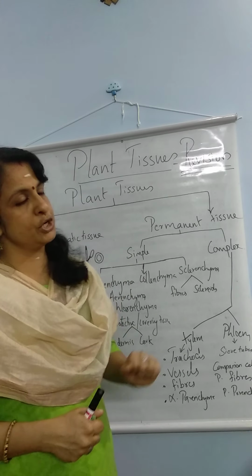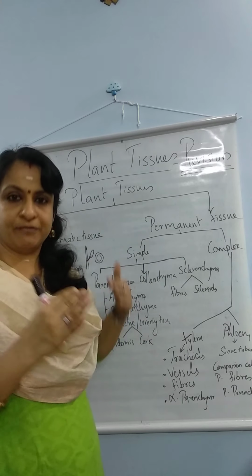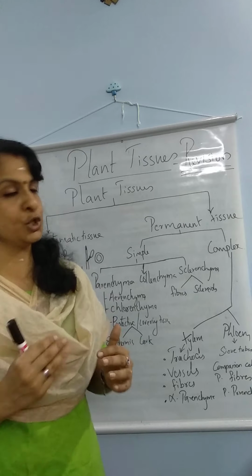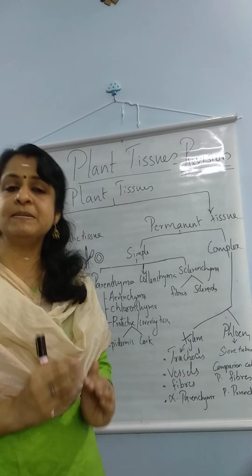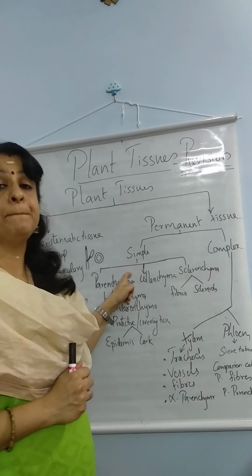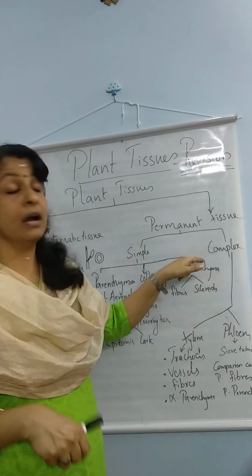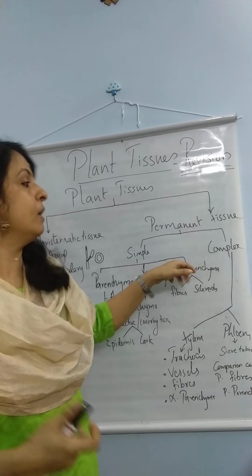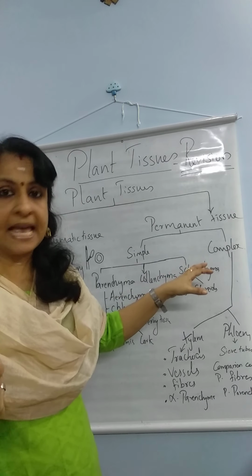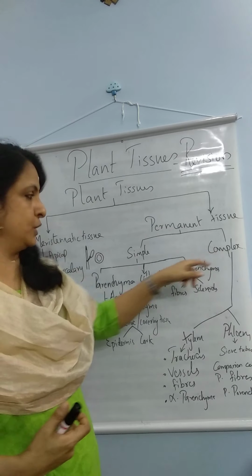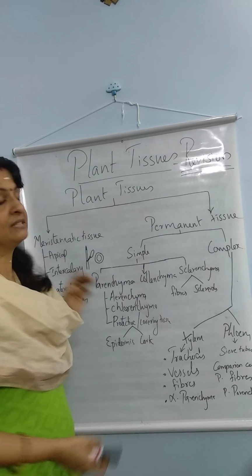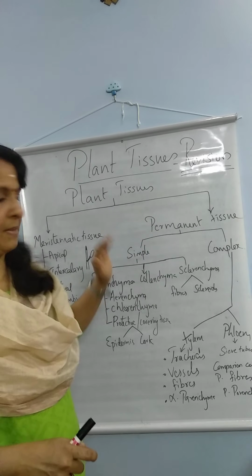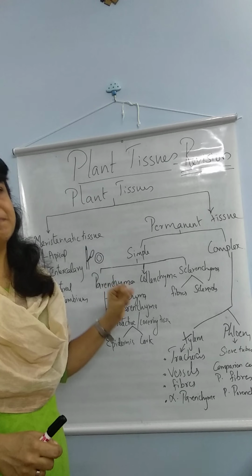Now coming to the permanent tissue. Permanent tissue is of two types based on the number or type of cells present in the tissue. If it is composed of the same type of cells, we call it a simple permanent tissue. If it has more than one type of cell in a tissue, we call it a complex tissue. Now, simple tissue is again classified into three types: parenchyma, collenchyma and sclerenchyma. Of this, parenchyma is the simplest type.